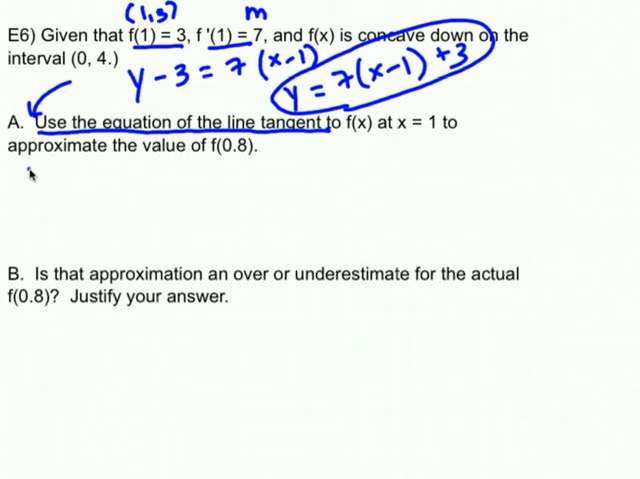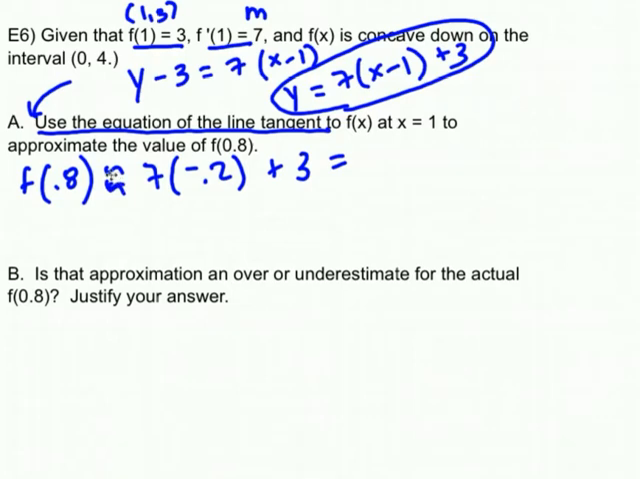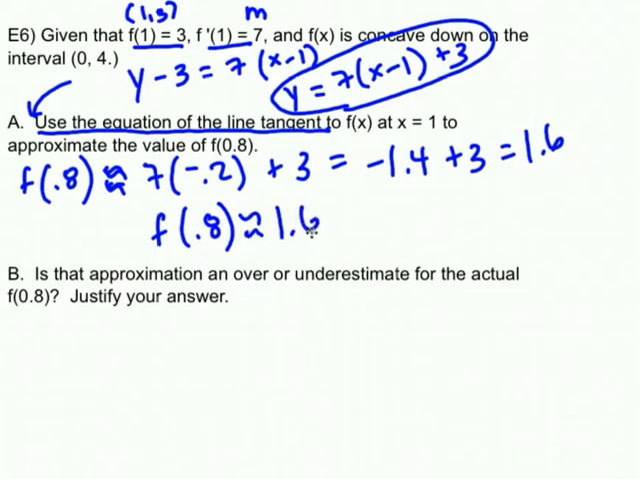So when I use it, f of 0.8 is going to be approximately 7 times a negative 0.2, because 0.8 minus 1, plus a 3. And again, notice you need the approximate here, but you can say equals for all the others because they are equal. Negative 1.4 plus 3, so I'm going to get that this is a 1.6. f of 0.8 is approximately 1.6.